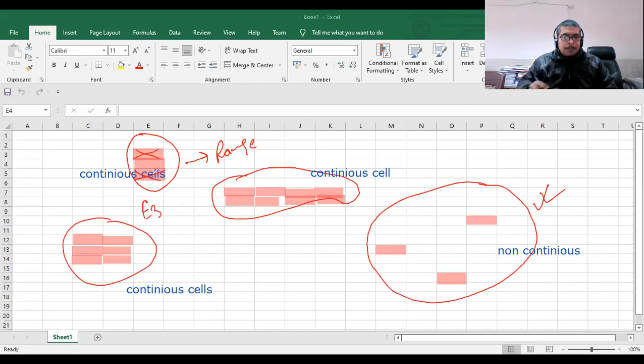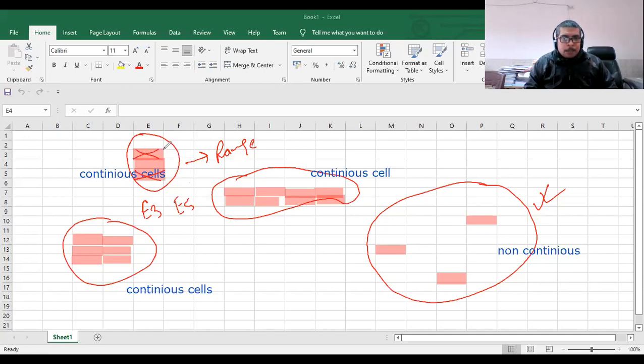Now, what is the address of this cell? Tell me. Let others speak. If somebody has raised his or her hand, they must be given the opportunity. Sir, E5. I got it. It is E5. This is E5.